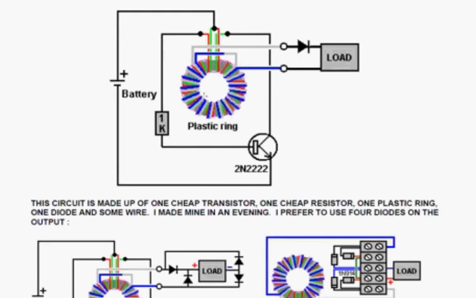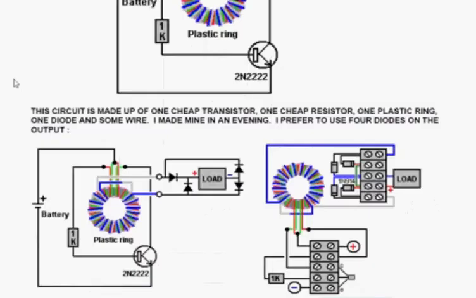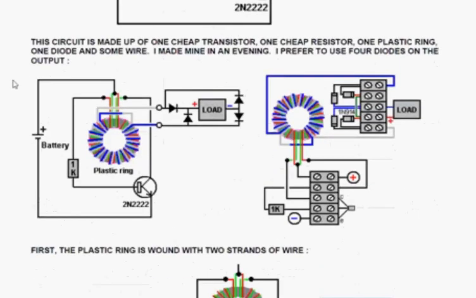Now, this toroid is not a fancy ferrite toroid. This is a big plastic ring. The one that I used was about 8 inches in diameter and about 1 inch across. And I wound it with wire that was available from the local hardware shop. And there are 2 windings on this. Both of the windings are bifilar.